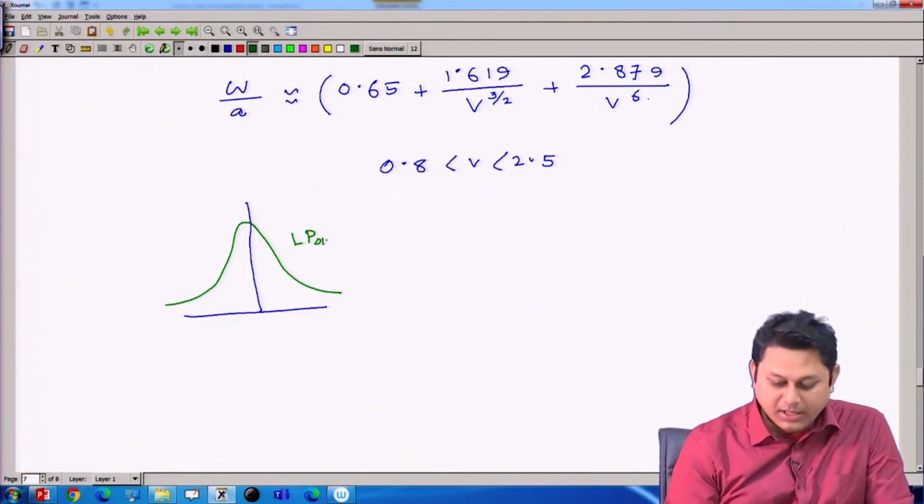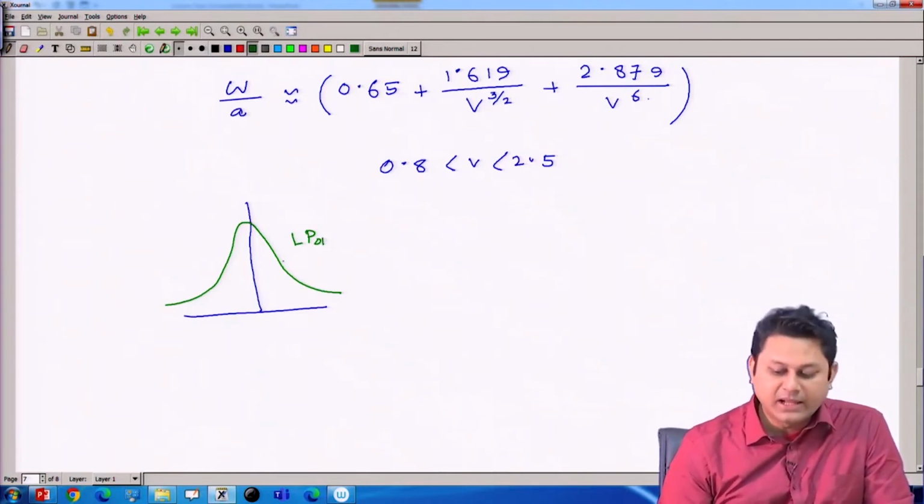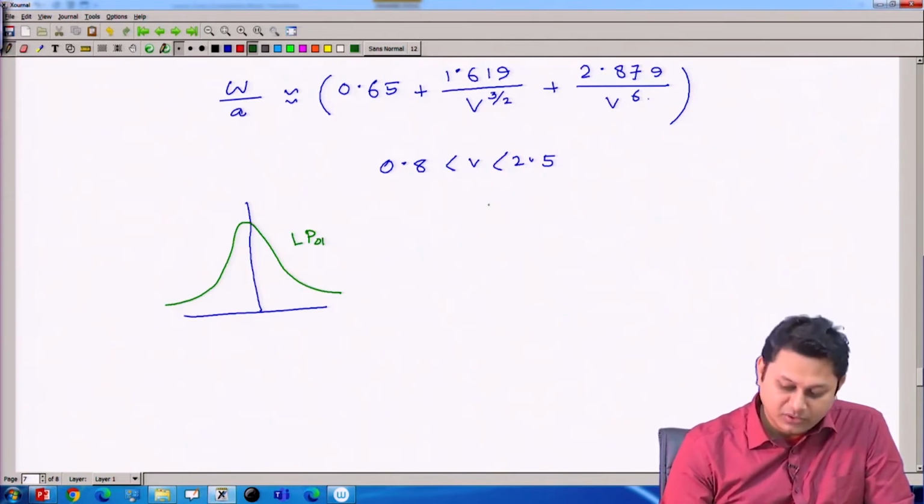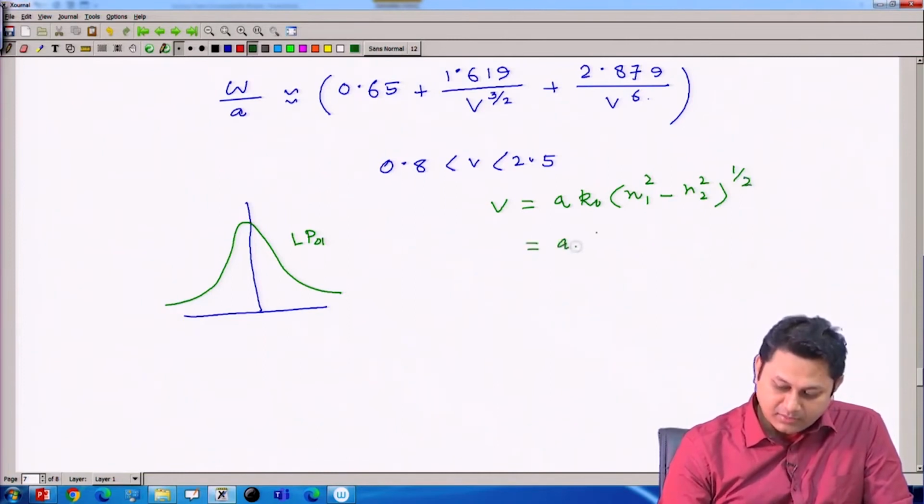LP 01 mode, and for this LP 01 mode, depending on the value of the V parameter, I can change the value of the V parameter by changing the wavelength, keeping A fixed. I can also change the value of V by changing the wavelength or by changing the value of n. So, let me write down what was initially the V parameter. It is A k 0 n 1 square minus n 2 square whole to the power half. So, it is A 2 pi divided by lambda 0, the operating wavelength, and n 1 square minus n 2 square whole to the power half.